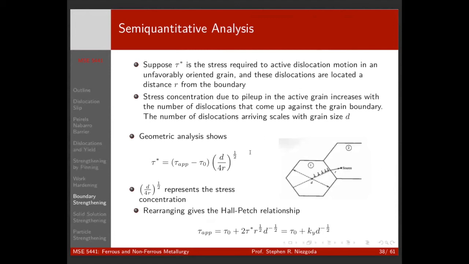We're all familiar with the Hall-Petch relationship, right? It says that the inverse square root of the grain size is going to be proportional to the yield strength. Well, why does that happen? Why, as the grain gets smaller, does our yield strength go up?